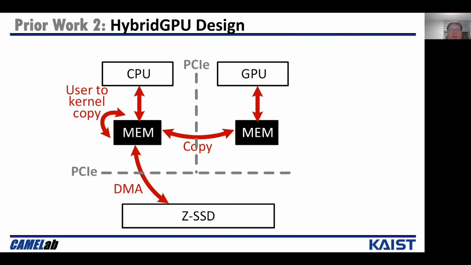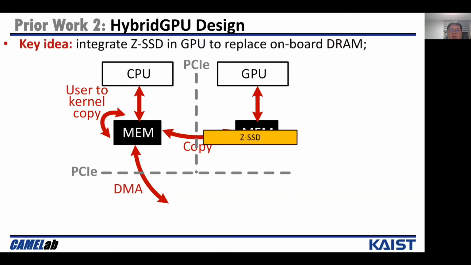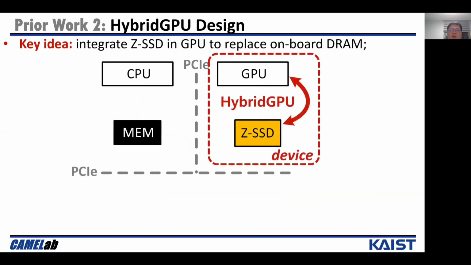To eliminate the data movement overheads, prior work proposed a hybrid GPU. It replaced the GPU side memory with ZSSD. GPU can directly access ZSSD through a customized interface. With the hybrid GPU design, the GPU can leverage the high storage capacity to accommodate all the datasets. It can reduce the power consumed by the GPU DRAM, and it can also eliminate the redundant data copy.